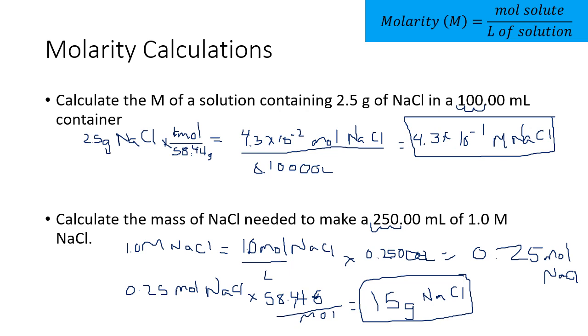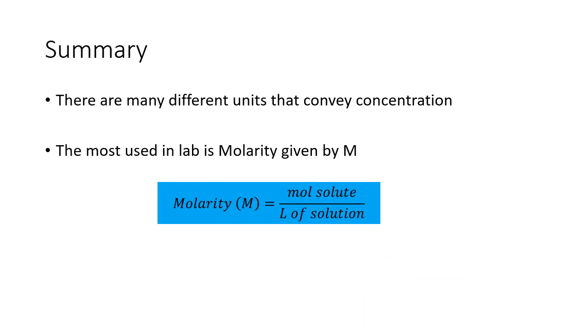Okay, now the thing that will tend to mess you up when you're calculating with molarity is if you forget to convert from milliliters to liters. The other thing that will tend to mess you up is if you don't put the units, and that includes what the chemical species is. So when you're doing your chemistry here, you always need to include what units you're working in. And molarity is moles per liter. So here we go. There are lots of different units to convey concentration, but the most used in lab is molarity, given by capital M, and it is moles of solute over liters of solution.